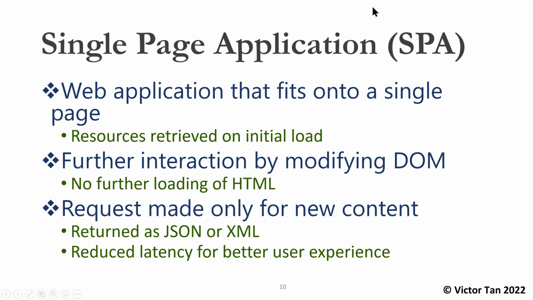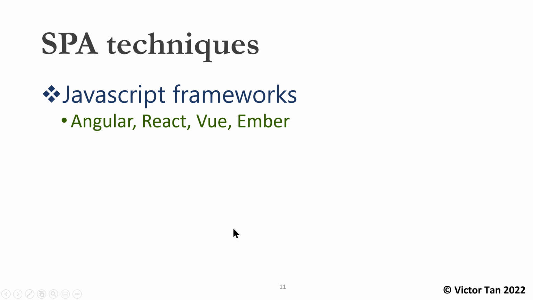So SPAs are useful in that context, because your data is returned from the backend server not in the form of HTML but in the form of JSON or XML. Okay, so the various techniques that you have to accomplish a SPA are obviously JavaScript frameworks. So Angular is what we are learning here, but of course any other front-end JavaScript framework like React, Vue or Ember can also do the same thing.